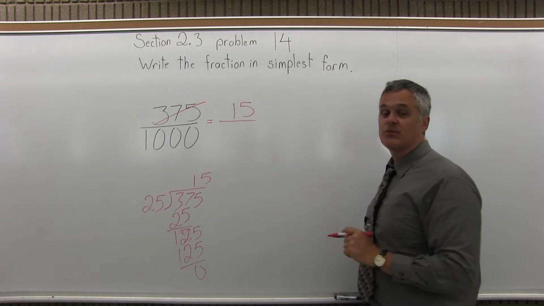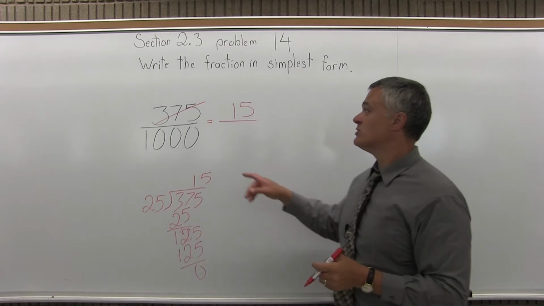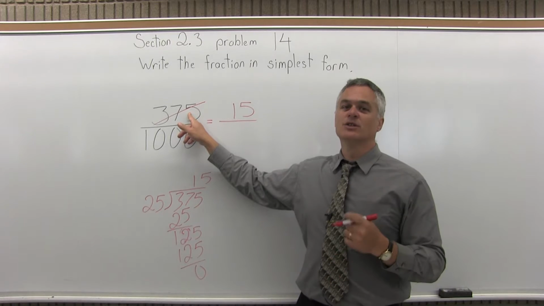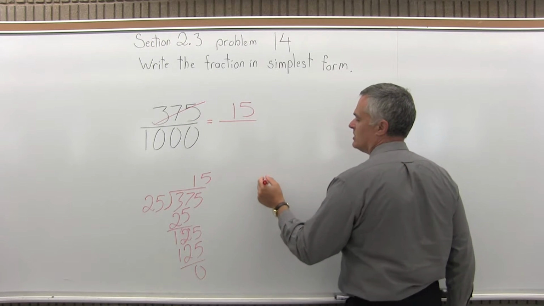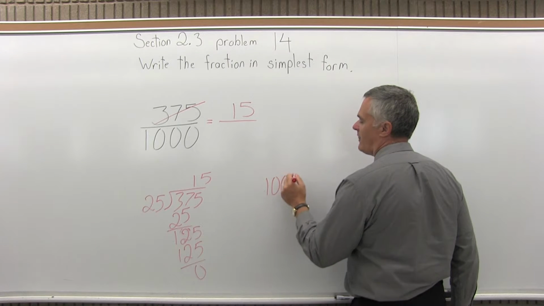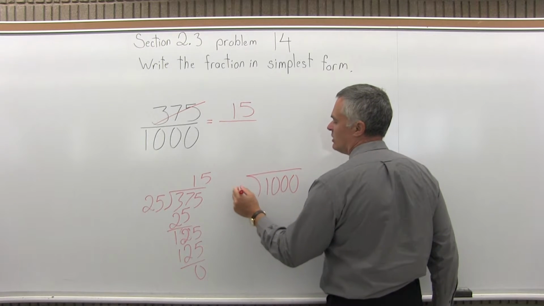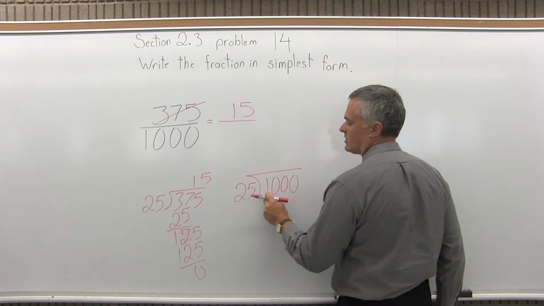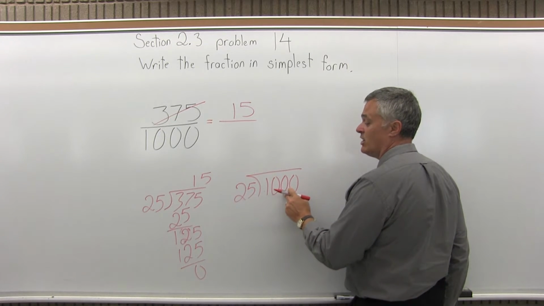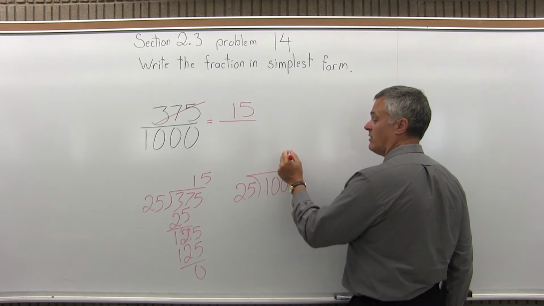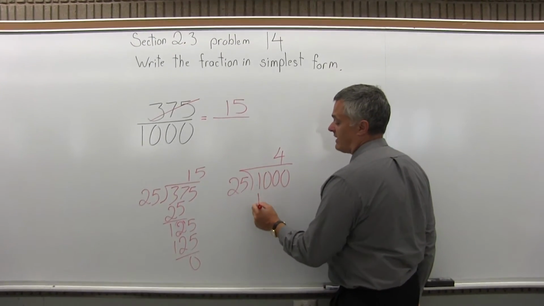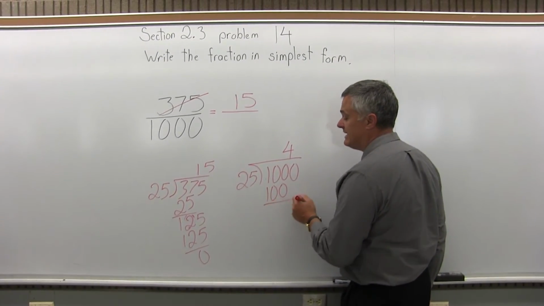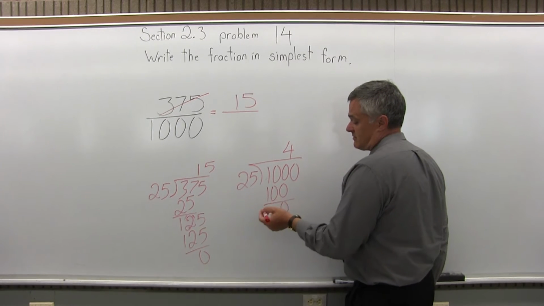Now let me do the same thing for 1,000. And if I reduce the numerator by 25, the denominator has to be reduced by the same amount, by 25 also. So 1,000 divided by 25. Well, 25 doesn't go into 1, 25 doesn't go into 10. 25 will go into 100 though. It'll go in 4 times. 4 times 25 is 100, and it goes in evenly when I subtract. It comes out to 0.